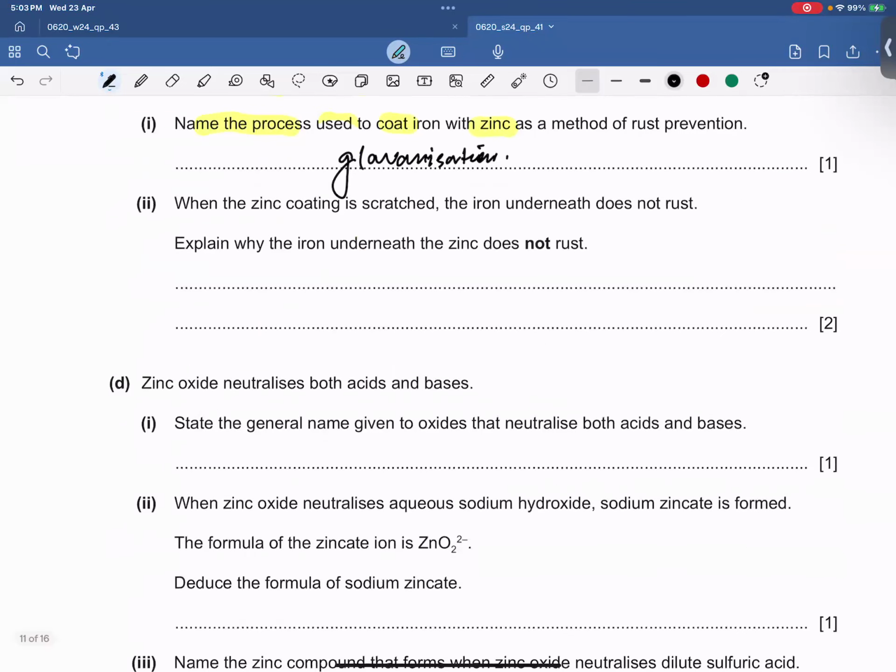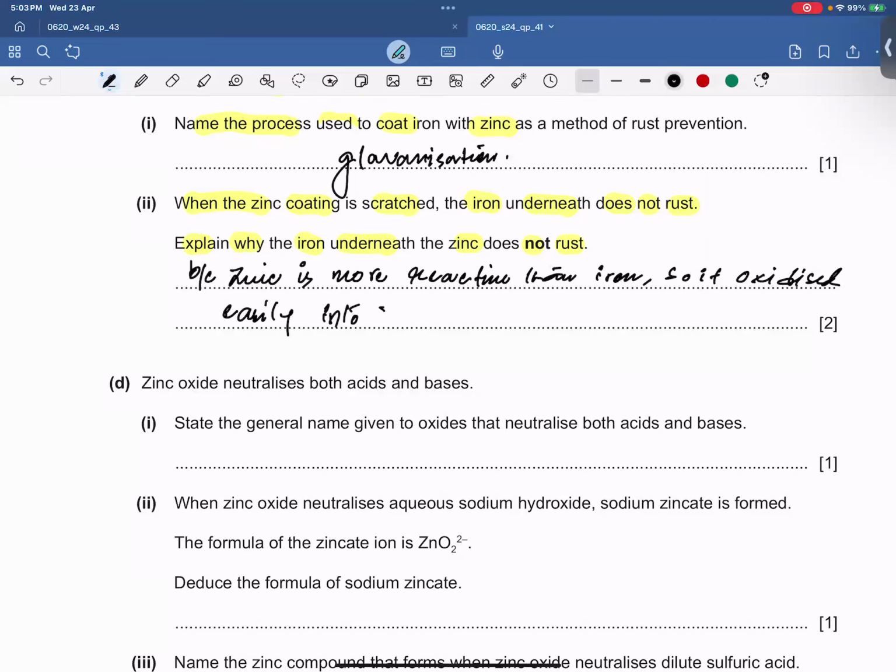Okay. When the zinc coating is scratched, iron underneath does not rust. Explain why iron underneath the zinc does not rust. Because zinc is more reactive than iron. It will oxidize, or it sacrifices itself easily. Because zinc is more reactive than iron, so it oxidizes easily into zinc ions, by losing electrons.